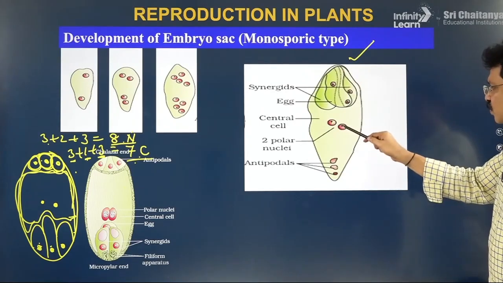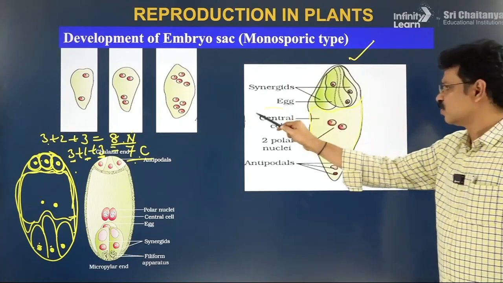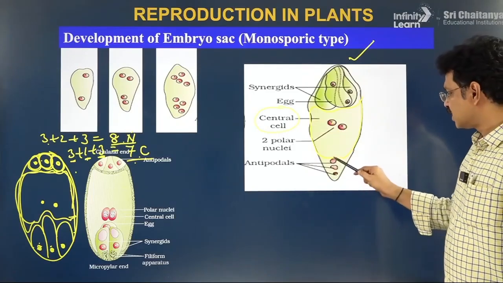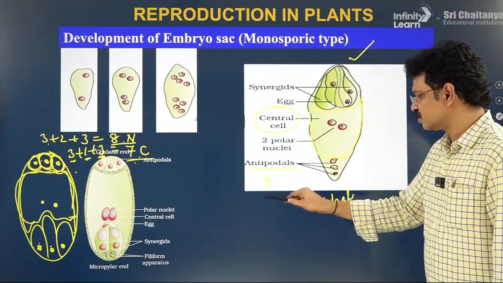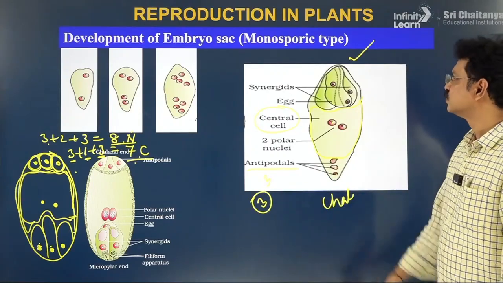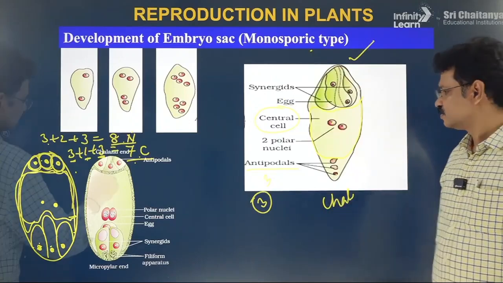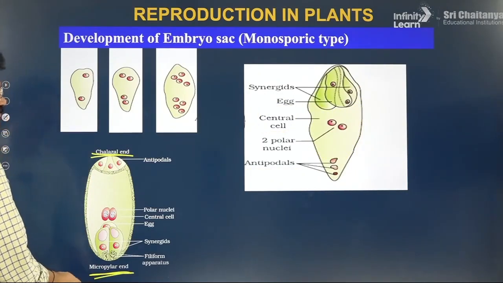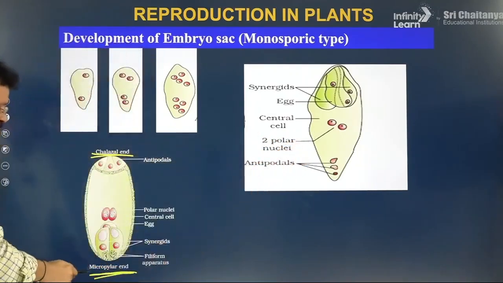These 2 are polar nuclei in the entire cell, the central cell. One central cell possesses 2 polar nuclei. On the chalazal end, 3 antipodals are there. On the micropylar side, synergids are present and one egg is there. Chalazal side, micropylar side. This image is exactly opposite to the earlier image in terms of both ends.